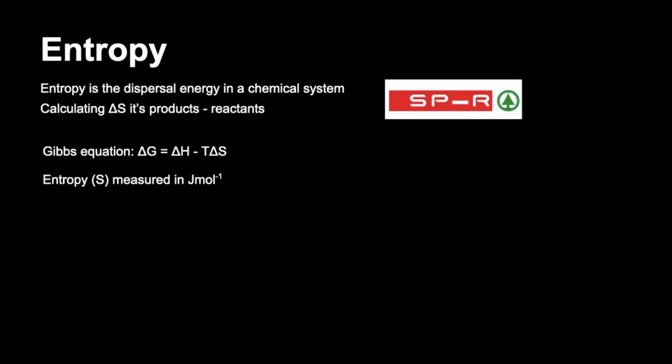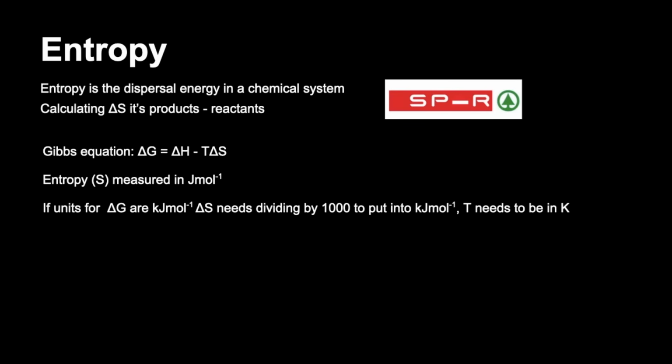And remember, entropy S is measured in joules per kelvin per mole. That can cause problems because delta H and delta G are often in kilojoules per mole. So if the units for delta G in the question are kilojoules per mole, you need to change your delta S into that by dividing it by 1000. And remember, temperature in the Gibbs equation must be in Kelvin.